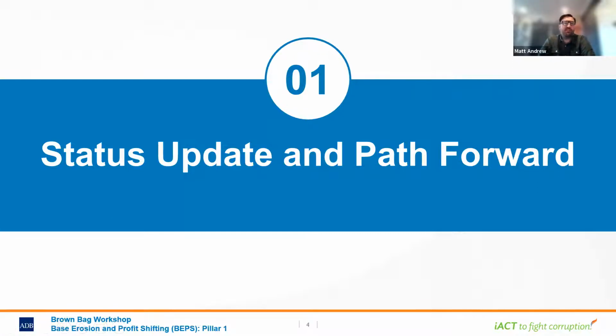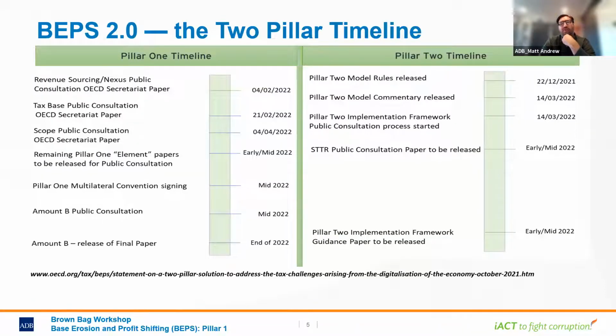So what is the status of Pillar 1? As you can see on this slide, this outline provides a timetable in relation to both Pillar 1 and Pillar 2, specifically in connection to what's happening in 2022. We'll go to the left-hand side of the slide, which deals specifically with Pillar 1, and that's what I'll be focusing on today. As you can see, there has been a lot happening in terms of documents which have been released in relation to Amount A in recent months.